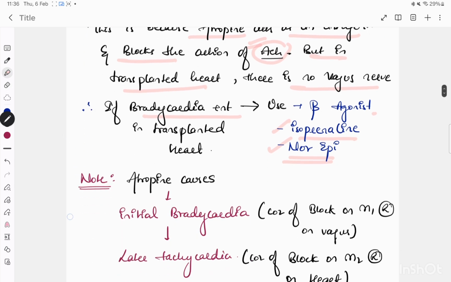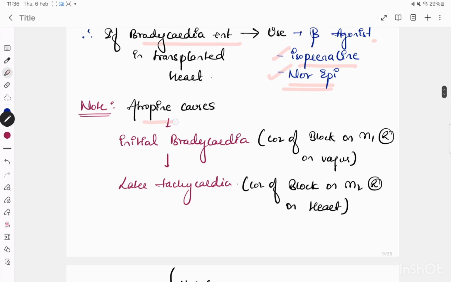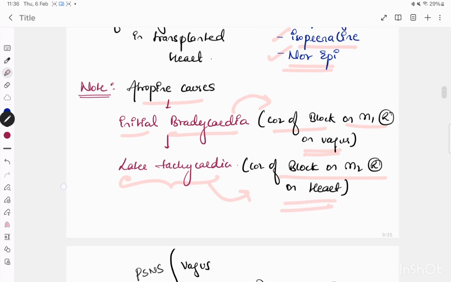Okay. Now, note, atropine causes initial bradycardia, later it causes tachycardia. Why is this so? This is because the initial bradycardia is caused because of block on the M1 receptor on the vagus nerve, and the later tachycardia is caused because of block of M2 receptors on the heart. We will look into this now, okay?